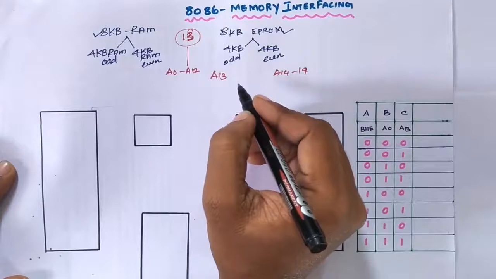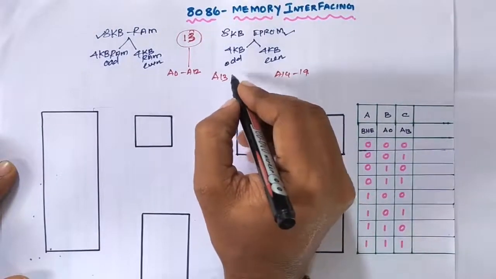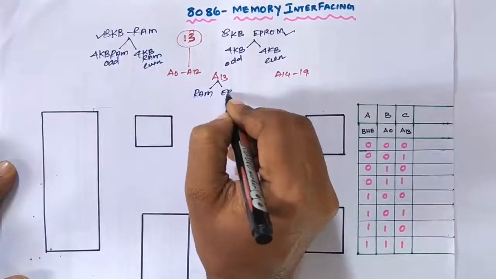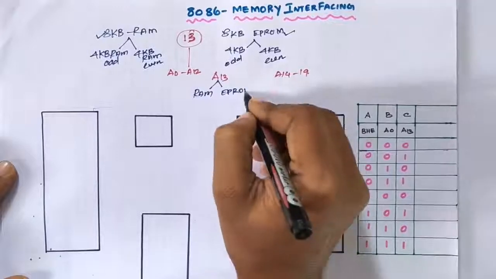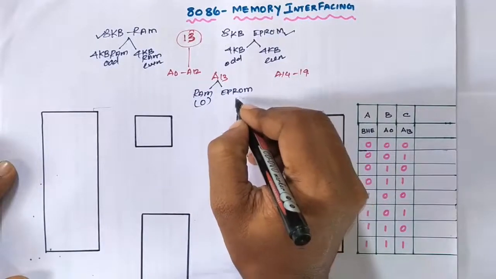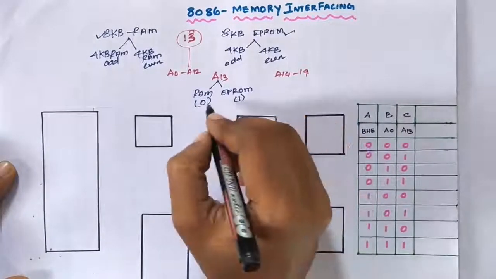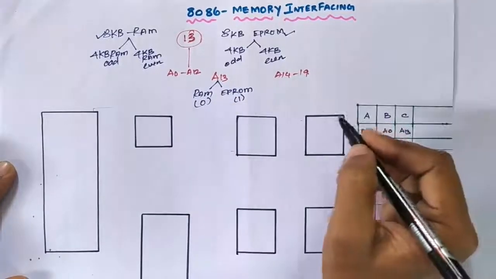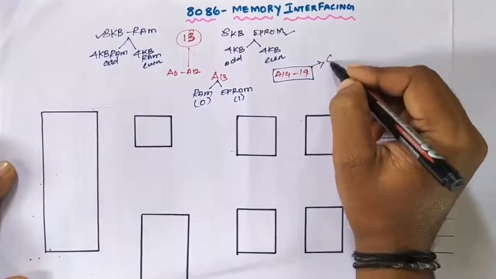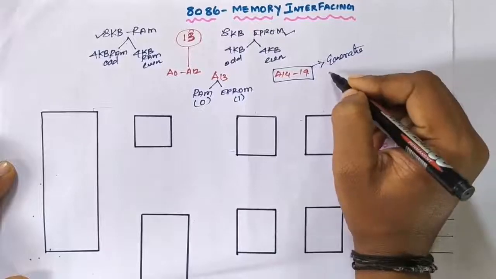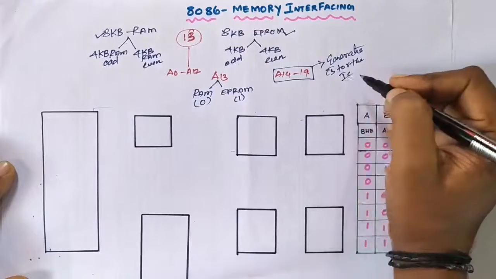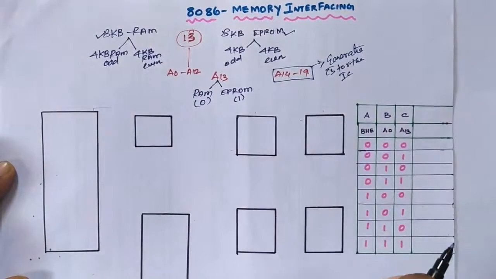The A13 address line here is used to select the RAM and EEPROM memory. For example, A13 equal to 0 selects the EEPROM memory, A13 equal to 1 selects the EEPROM memory, and A13 equal to 0 selects the RAM memory. These A14 to A19 lines are used to generate the chip select signal for the individual ICs available in the interface.